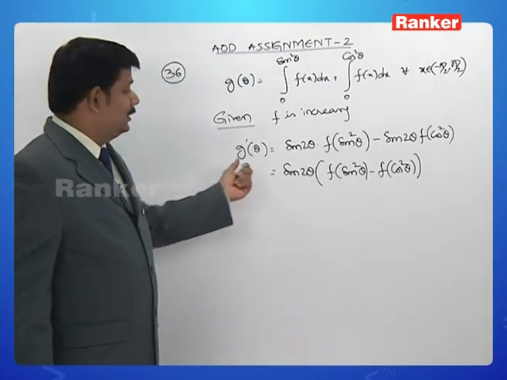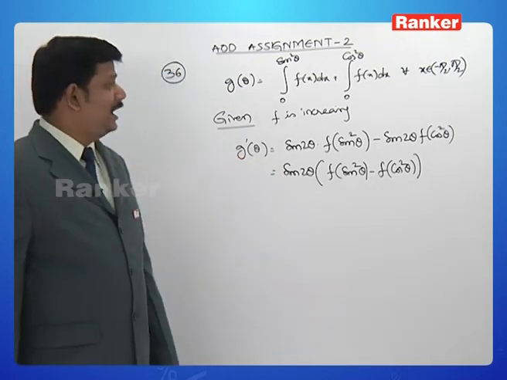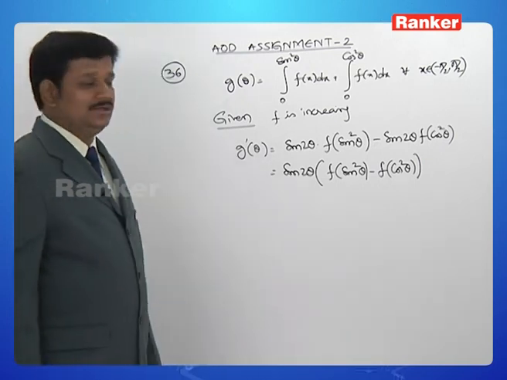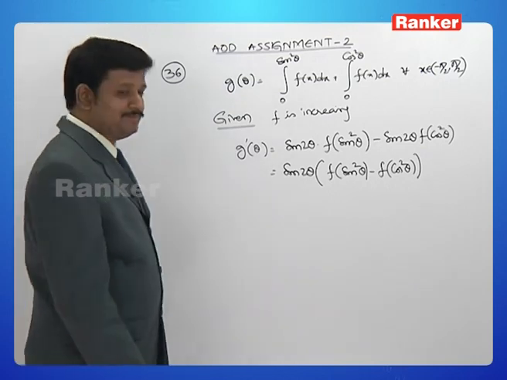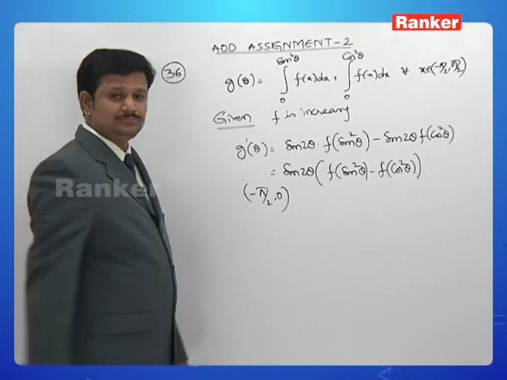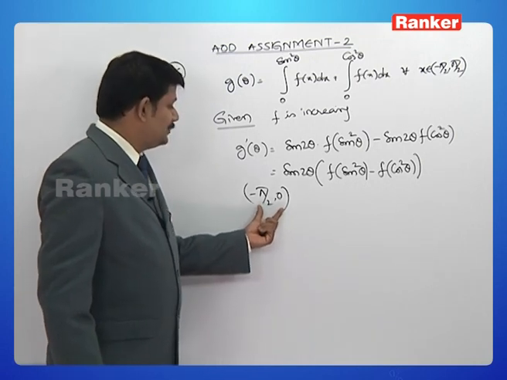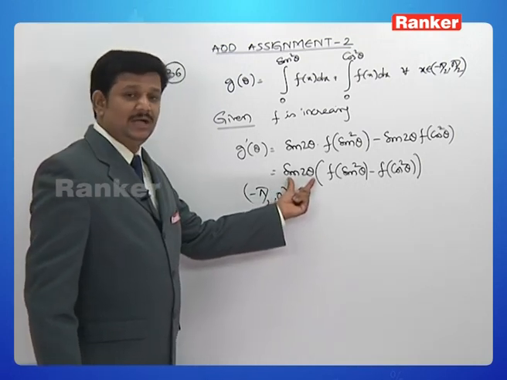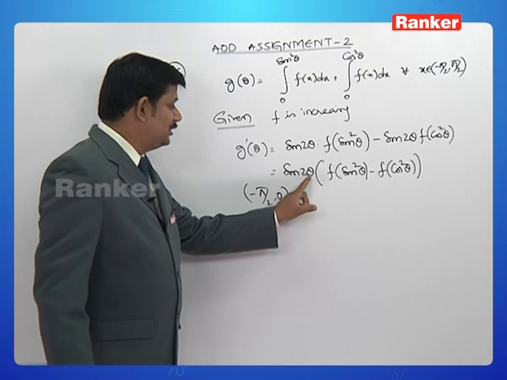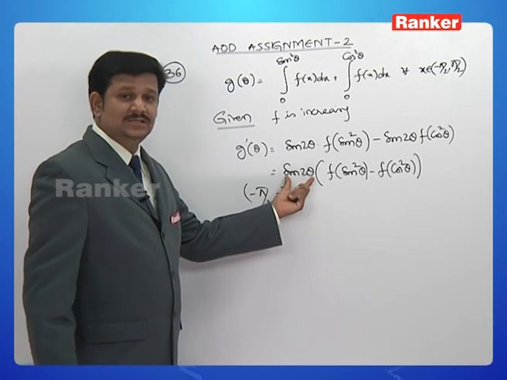So we need to see, for g to be increasing, g dash of theta has to be positive. So let us see in which of the intervals g dash of theta is positive. Option A, the interval is given to be minus pi by 2 to 0, and in minus pi by 2 to 0, sin 2 theta is negative. Whenever theta belongs to minus pi by 2 to 0, 2 theta belongs to minus pi to 0, which is third and fourth quadrant, and in third and fourth quadrant sin is negative.